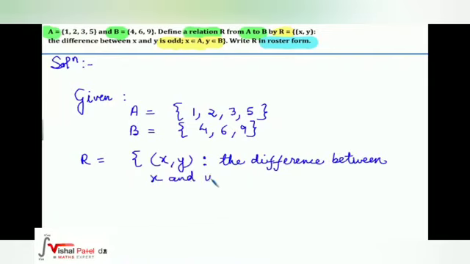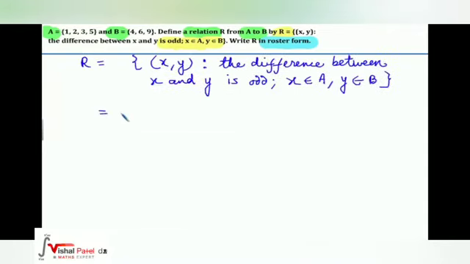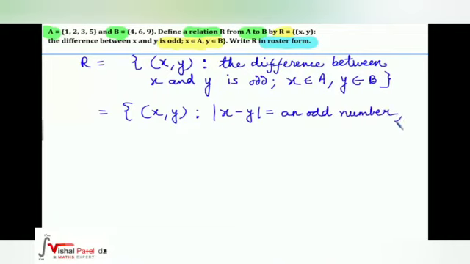So the difference between x and y is odd, where x belongs to A. x आपको A सेट में से लेना है और y belongs to B, where y आपको B सेट में से लेना है. सो कॉम्बिनेशन ऑफ x एंड y, जिस दोनों का डिफरेंस यानी कि मॉड्यूलस x माइनस y इज इक्वल टू ऑड, एन ऑड नंबर. x belongs to A and y belongs to B.